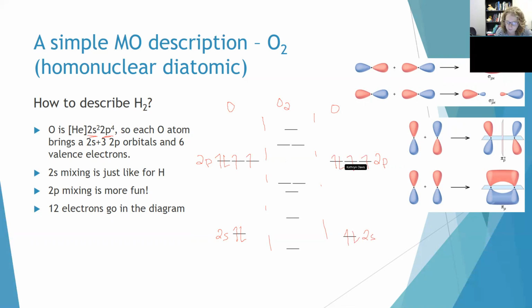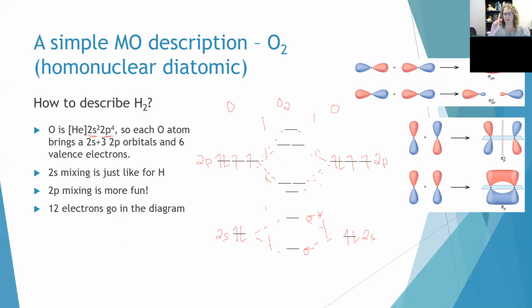So the 2s's do the same thing that the 1s's did for hydrogen. They make a sigma and they make a sigma star. We would actually call them sigma 2s and sigma 2s star. Don't worry about numbering. The numbering is beyond your pay grade for this class. Now, notice something kind of fun with the 2p's. Do you see that some of them make this set of 2 lines and some of them make this set of 1 line? That's because there's 2 different ways that p orbitals can mix.